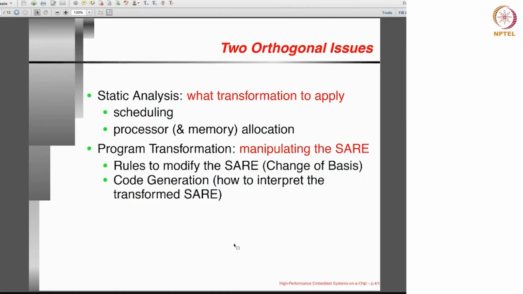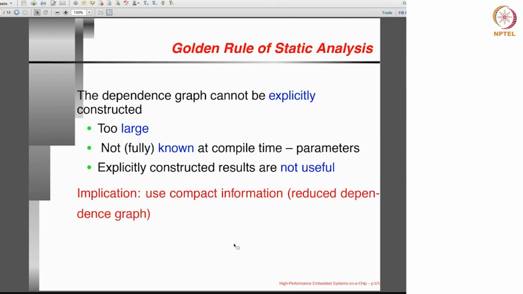Now comes the crucial condition of scheduling. The condition is the following: the timestamp of every consumer must be strictly greater than the timestamp of its producers. And this constraint must hold at all points in the domain. So we talked about this. We use the compact information in the program.